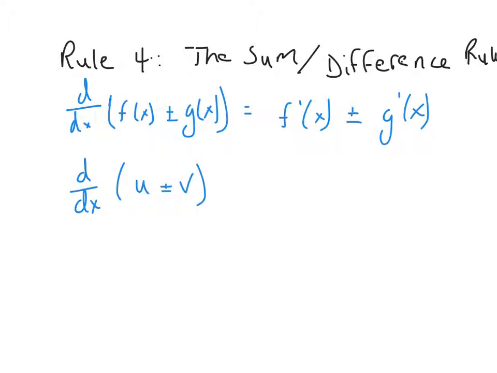So if I just make my functions u and v, then I can just say I have to take the derivative of u with respect to x. This is the same as when we had y and we ended up with dy dx, plus or minus the derivative of v with respect to x. So that is for whenever we have sum or difference. Rule number 5 is going to be our product rule. So let's go ahead and do rule number 5.